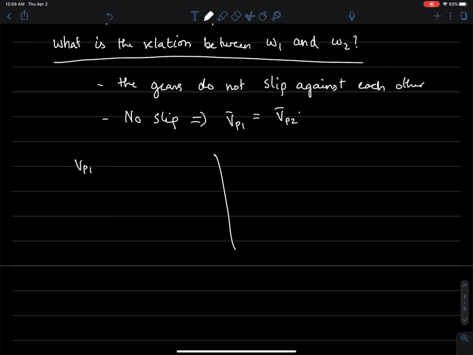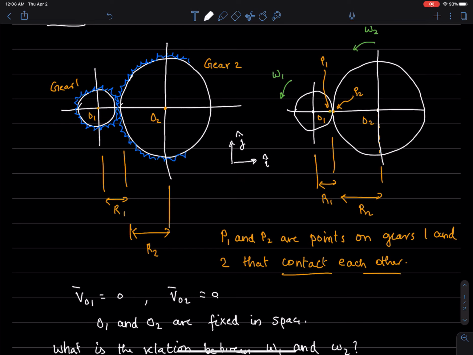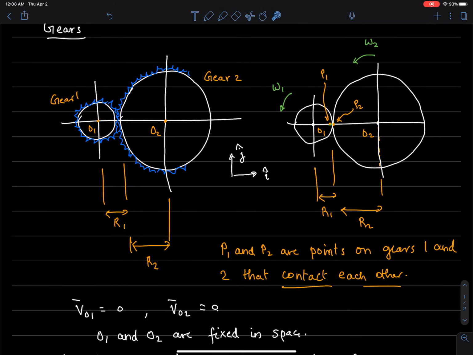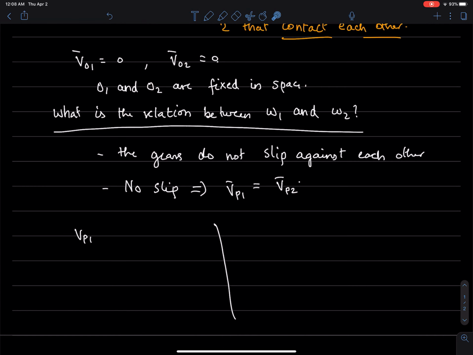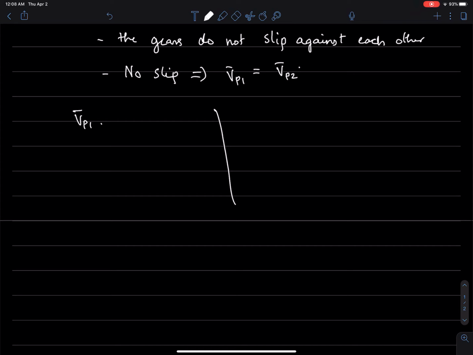VP1, well, you can either do it quickly just by looking at things, or you can use the formulas we've been using over and over again. VP1, which is the velocity of this point, it's on this rigid body, the gear. This rigid body has this point at rest, and this point, this is angular velocity omega 1. This is radius r. So it's going to be r1 times omega 1, and it's going to be in the vertical direction. Okay, so just based on that reasoning, we can write VP1 equals r1 omega 1 j.